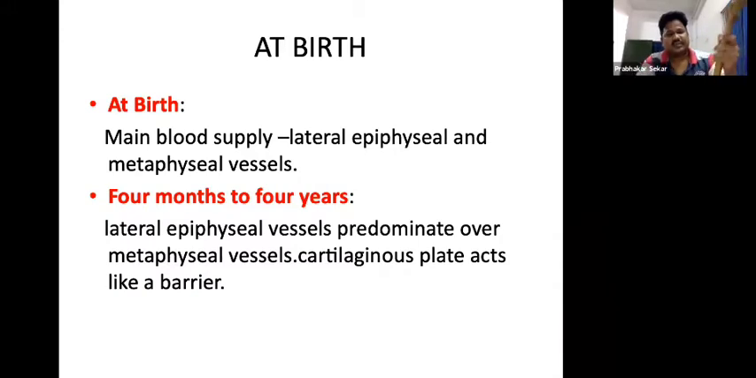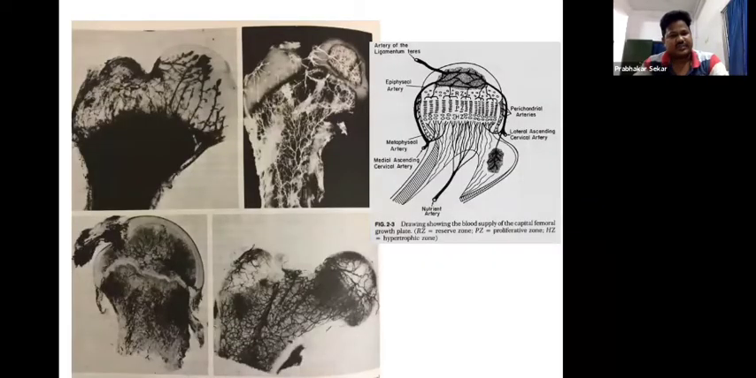At birth, the main blood supply is the lateral epiphyseal and the metaphyseal vessels. And from 4 months to 4 years, the lateral epiphyseal vessels predominate over the metaphyseal vessels. Here the cartilaginous plate acts like a barrier. So this is the picture.